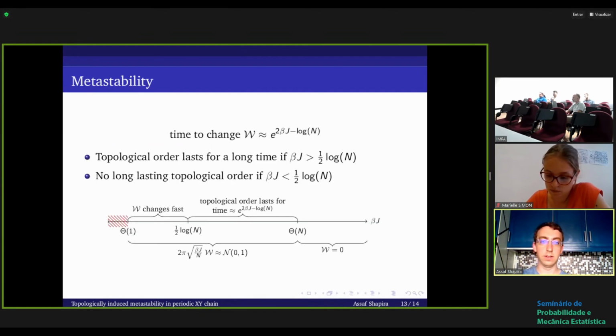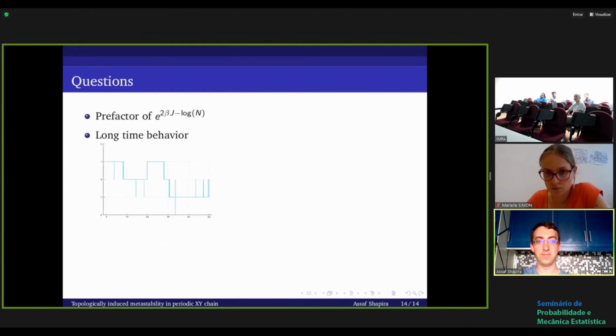So this, where is it? This 2π√(βJ/n) times the winding number is normal of (0, 1). Okay, but we're not there yet. So this would be a nice question to study: what is the log time behavior of this winding number?